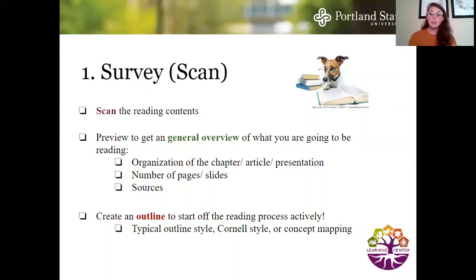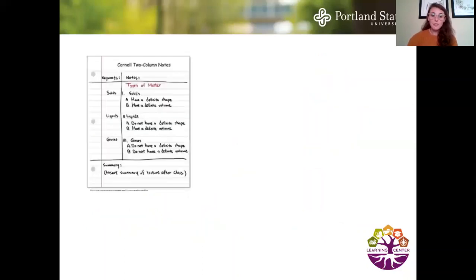This is a great time, when you're looking through the organization, to get a sense for how you're going to be taking notes. I'll go through a couple of different ways that you can take notes. This first type of note-taking is called Cornell. It's particularly helpful when you're trying to outline, especially if you've looked at the reading or the chapter ahead of time, because you put your keywords on the left-hand side, and then you take notes as you're reading on the right-hand side.